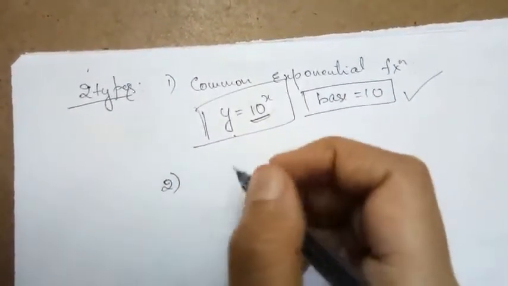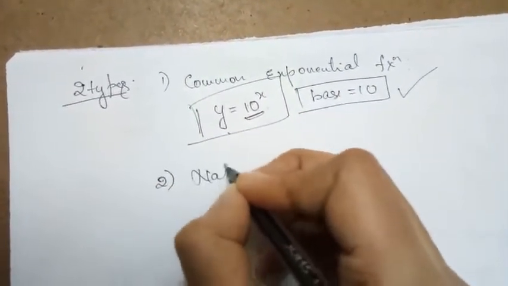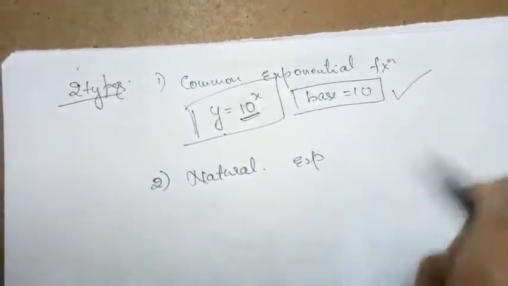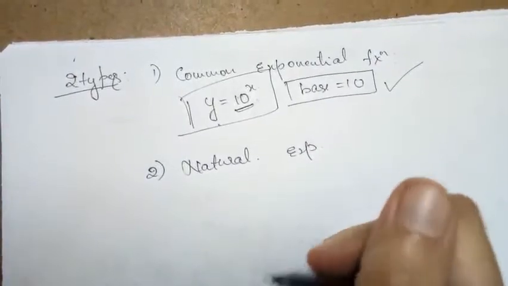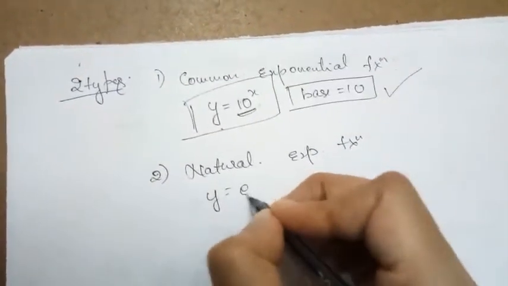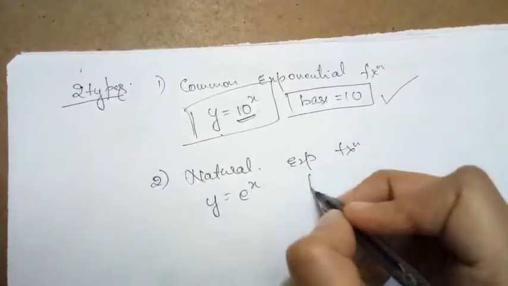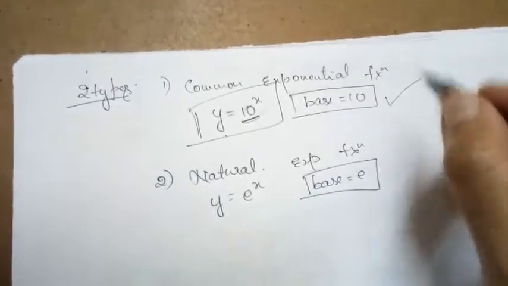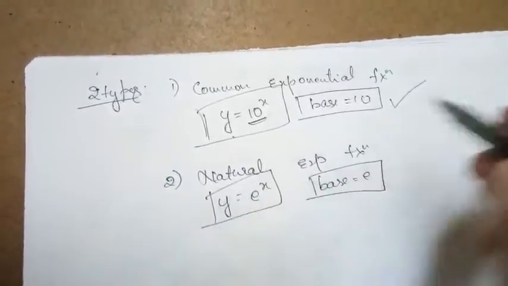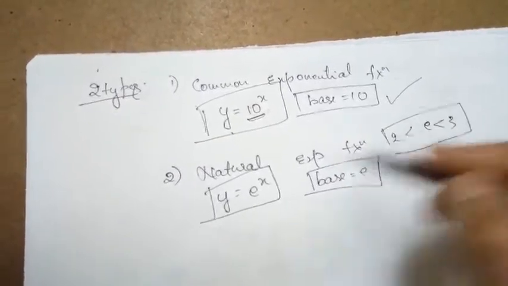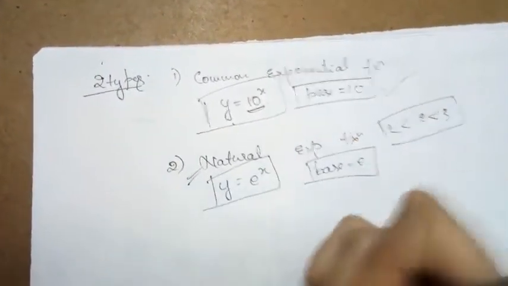And the other type is nothing but the natural exponential function. In the natural exponential function, our base is equal to e. Here the base is e, where e is a value, as I said earlier, lying between 2 and 3. So this is a natural exponential function.